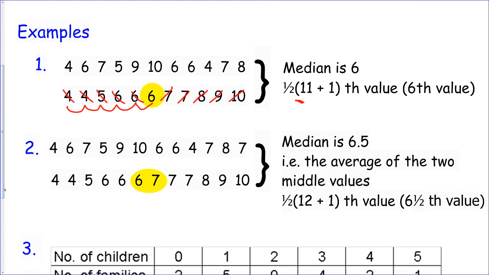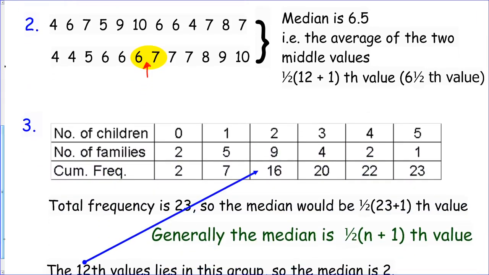If you end up in the middle of 2 different values, so here we got 6.5, and if you start crossing off, you do end up with 2 things left over. We're going to take the average and declare that it's the thing in the middle, so here we would say 6.5. If you get given list data again, notice this is not grouped data.